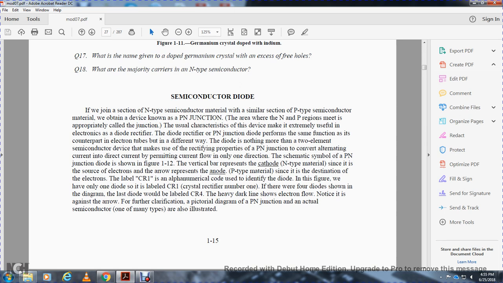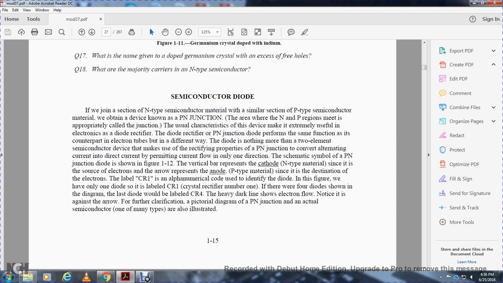Negative type material, since it is the source of the electrons. The arrow represents the anode, the positive type material. The alphanumeric code CR1 is the code identified on the diode. The figure will only have the diode labeled crystal rectifier number 1. If you were to have four diodes shown in the diagram, the last diode would be labeled crystal rectifier number 4. The dark line shows the electron flow.